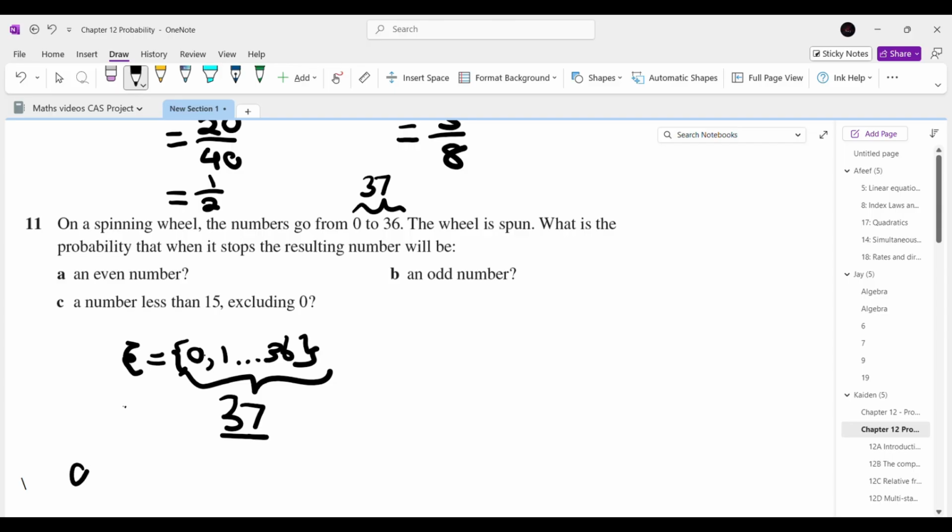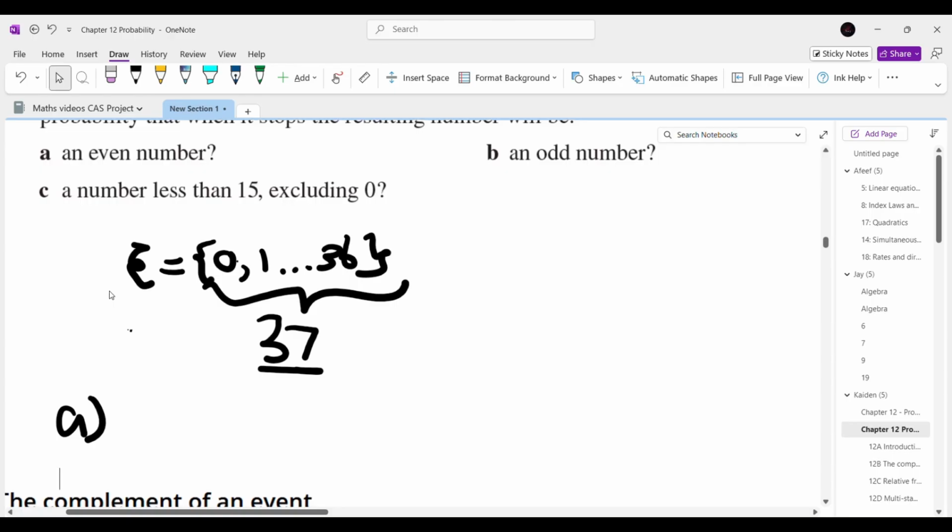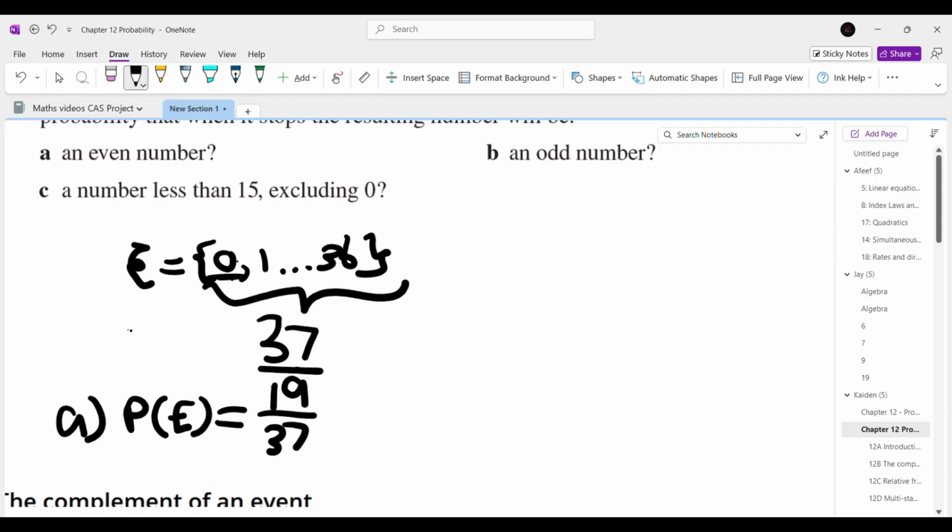Anyway, the probability that it's going to be an even number, we'll call this event E, is: there are 19 numbers in this data set that are even, including 0. So 18 plus 0 is 19 over 37. This is the probability that we pull an even. The probability that it's an odd number is 18 numbers between 0 and 36 that are odd, over 37.